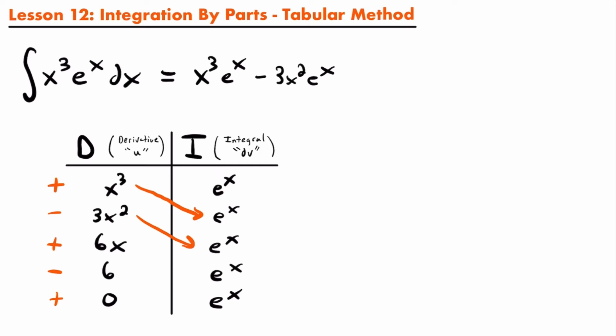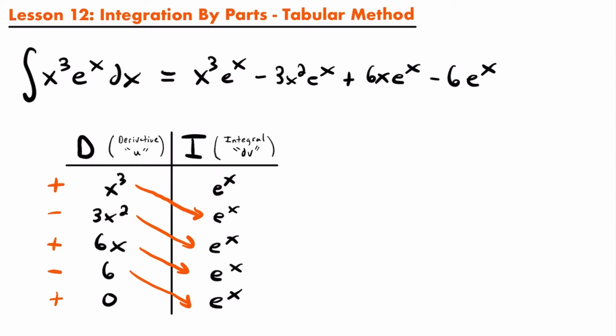And then let's move on to our next term. We're going to have positive 6x times e to the power of x, right? So now we're multiplying those two terms. And so we will add 6x times e to the power of x. And then we'll do that one more time for negative 6 and e to the power of x. So we'll multiply those two terms, and we'll have minus 6 times e to the power of x.